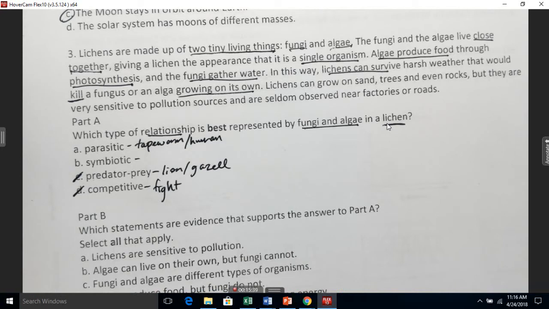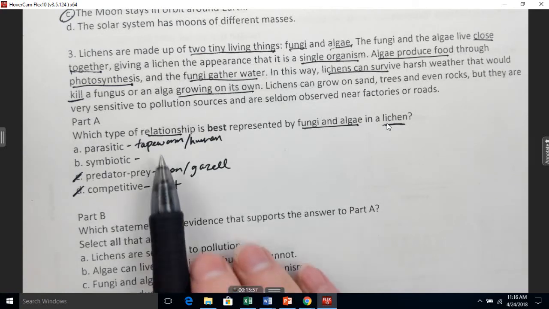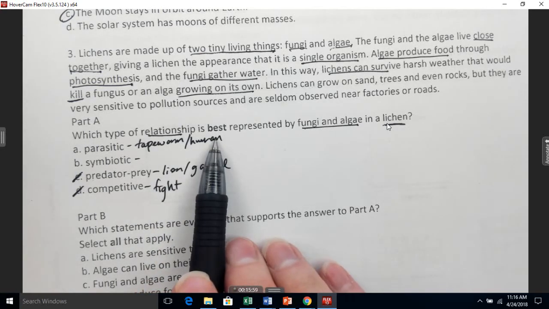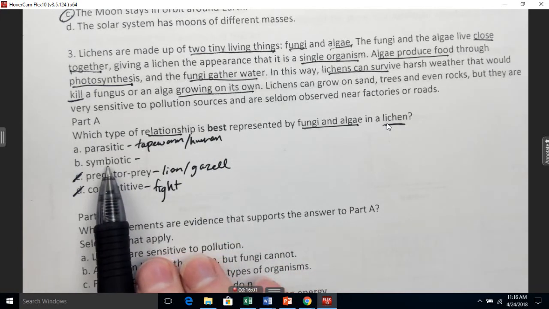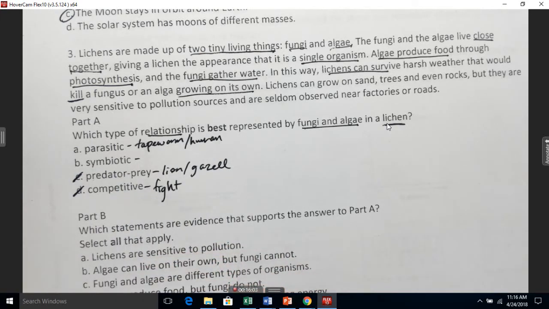Who chose C or D? Does that make sense now? Okay. As long as we understand, y'all are going to be able to do it right on the test next week. I promise. I know it. I believe it in my heart. So, now we have to figure it out. Is this like tapeworm and human, or would it be symbiotic? Symbiotic.